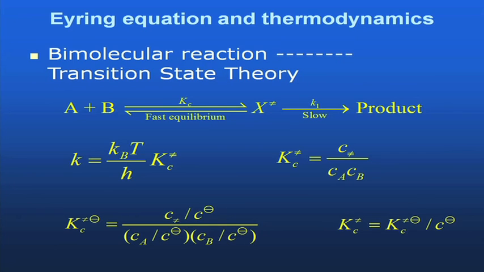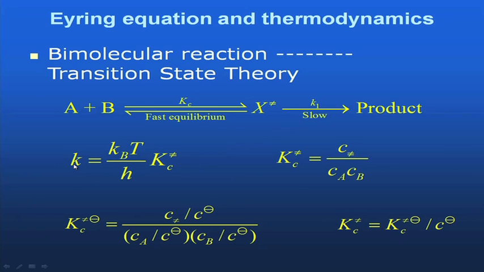Next, the last equation: the Eyring equation and its relation with thermodynamics. Let us consider a bimolecular reaction under transition state theory, such that A and B are in equilibrium with the activated complex X double dagger. The forward equilibrium has the equilibrium constant Kc, and this equilibrium is established very fast, and then X double dagger slowly passes to the product side with a rate constant k1.